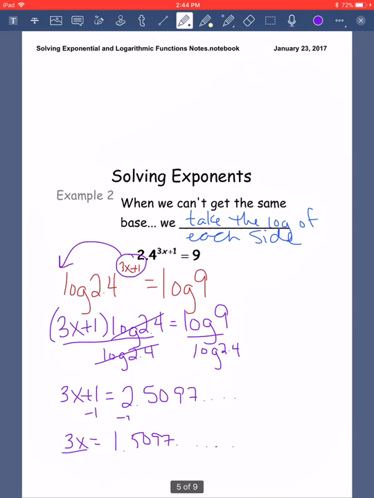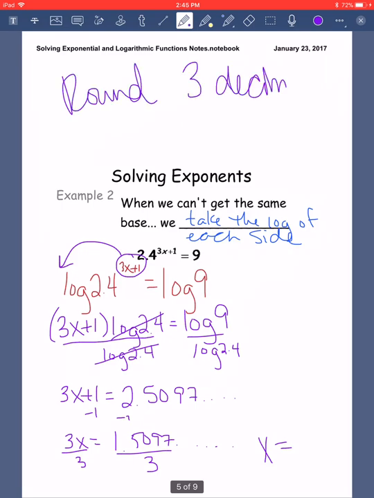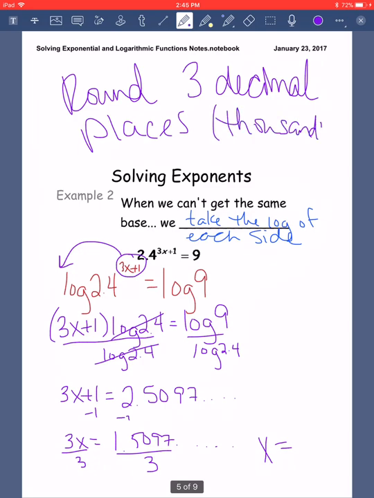And my last step to get x alone is I'm going to divide by 3. And in the calculator, I'll hit divide by 3. And I get 0.503256. It goes on and on and on. We are going to round to 3 decimal places, so we're going to round to the thousandths. Okay, so our answer is 0.503.